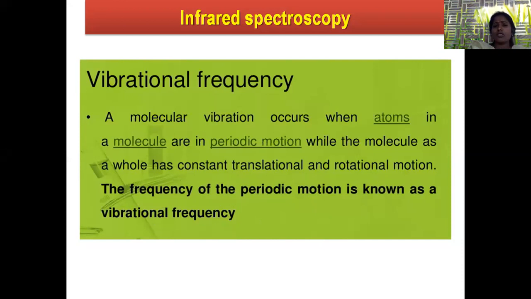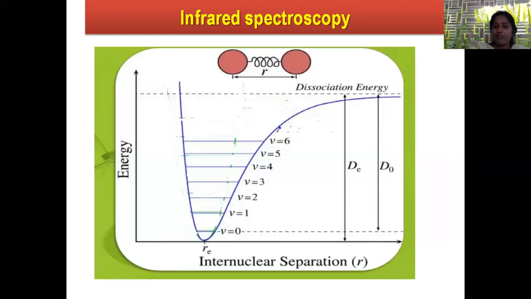10 to 200 is called far IR. 200 to 4,000 is called middle IR. Then 4,000 to 12,500 centimeter inverse is called near IR. So in this way, infrared radiation is mainly measured in wave number. The middle IR region is the one responsible for functional group identification.